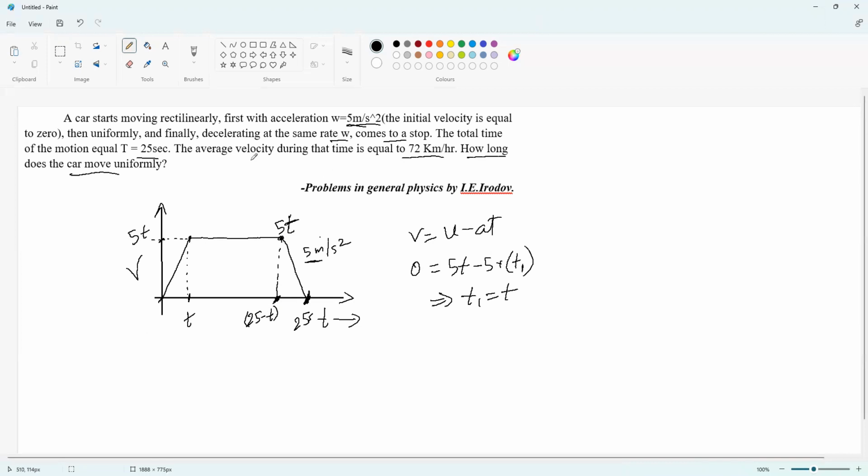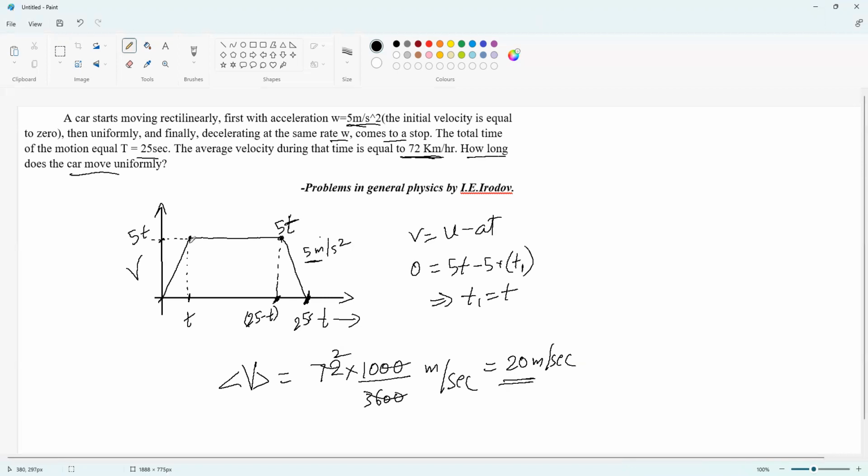Okay, now we have the average velocity of 72 kilometers per hour. We convert it into meters per second. So average velocity is equal to 72 times 1000 meters by 3600 seconds. This gives us 20 meters per second. So as we know, average velocity is 20.